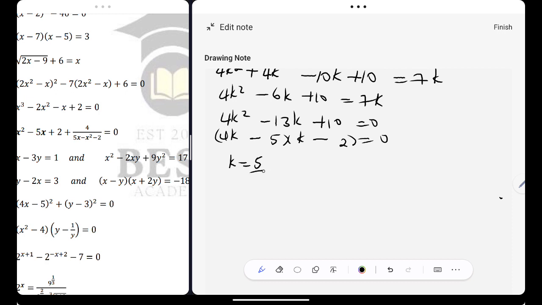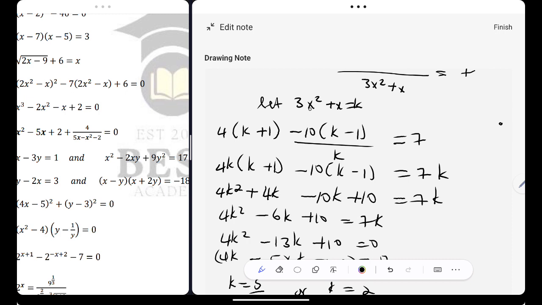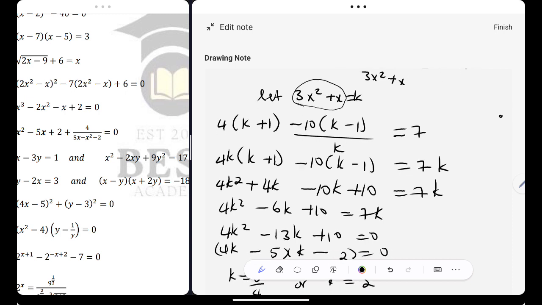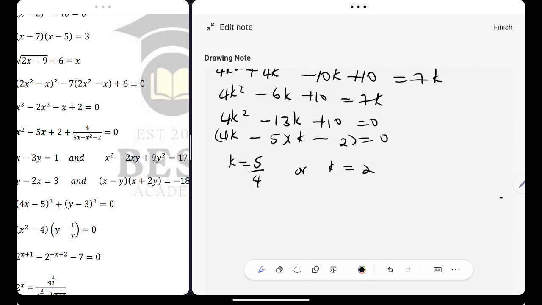So k will be 5 over 4, or k will be 2. But I wasn't solving for k. K was just a tool. So whenever I see k, I must bring back this guy. Bring back Nelson Mandela. 3x squared plus x is 5 over 4, or 3x squared plus x is 2.